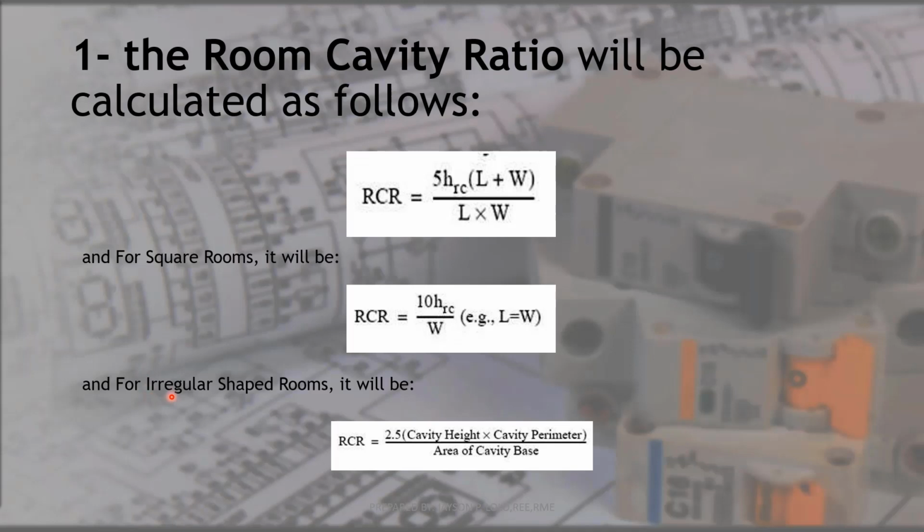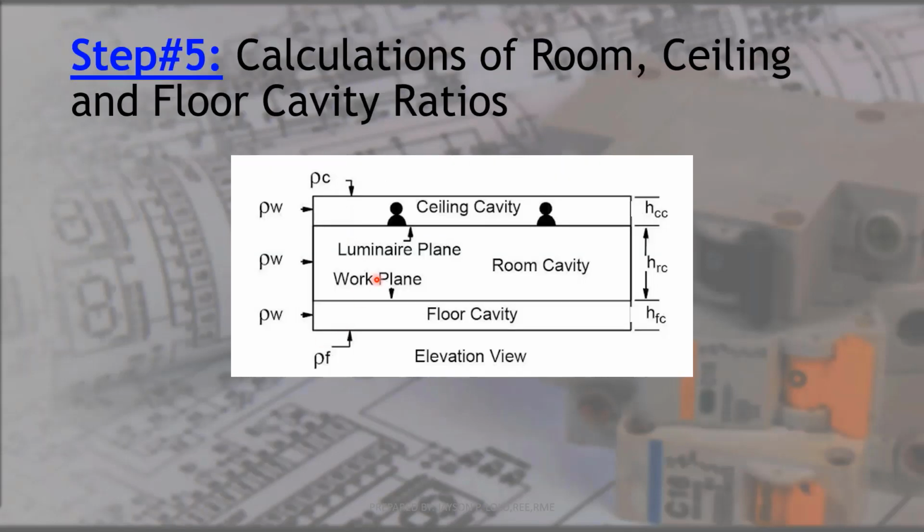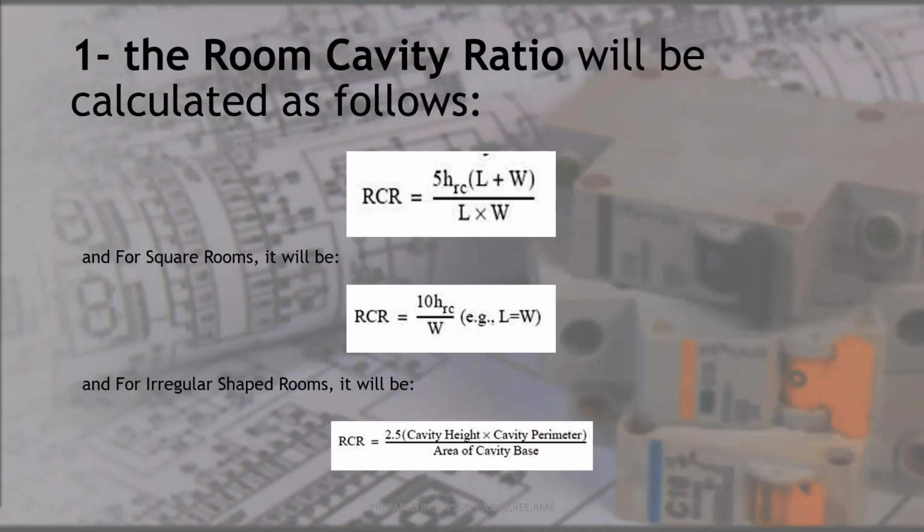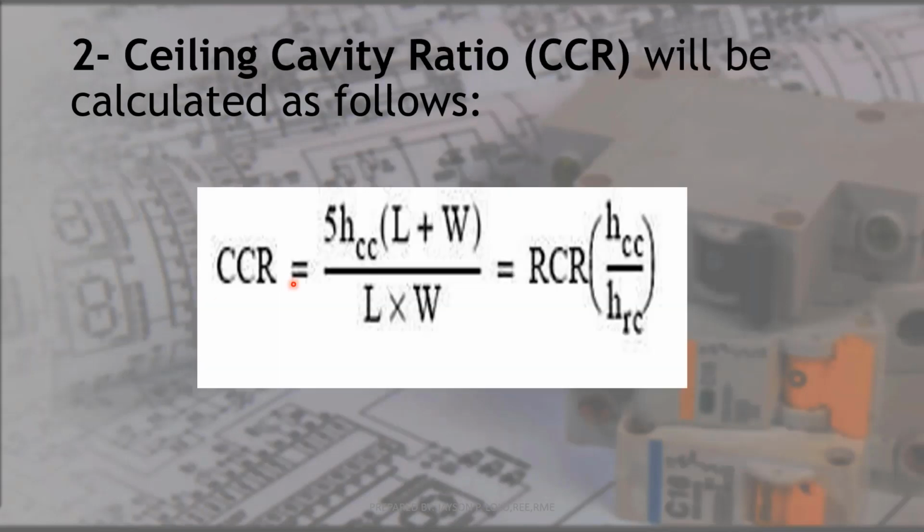While if you are having irregular shape rooms, you will use 2.5 the cavity height times the cavity perimeter, then over the area of the cavity base. Okay, remember that you must be familiar with this plane. You need the cavity height, then the cavity perimeter.